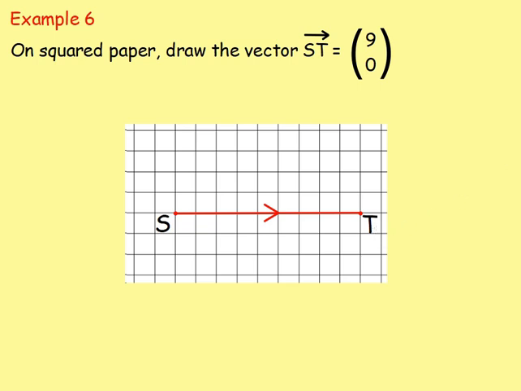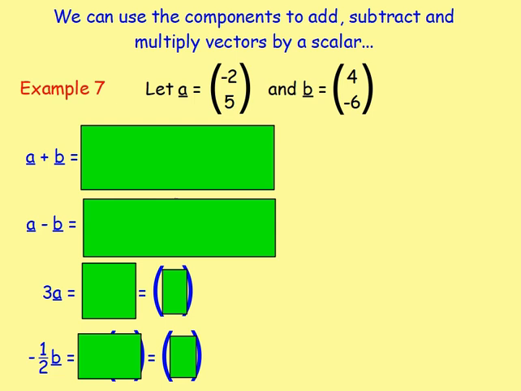Hopefully you're managing to draw these vectors using the components, but once they are in component form, it makes them so much easier to add them or subtract them or multiply them by a scalar. So let's try some examples with that. Let's say, for example 7, we've got these 2 vectors A and B. Let's say A has the components -2, 5, and B has the components 4, -6. Let's say we want to add these 2 vectors, A plus B.